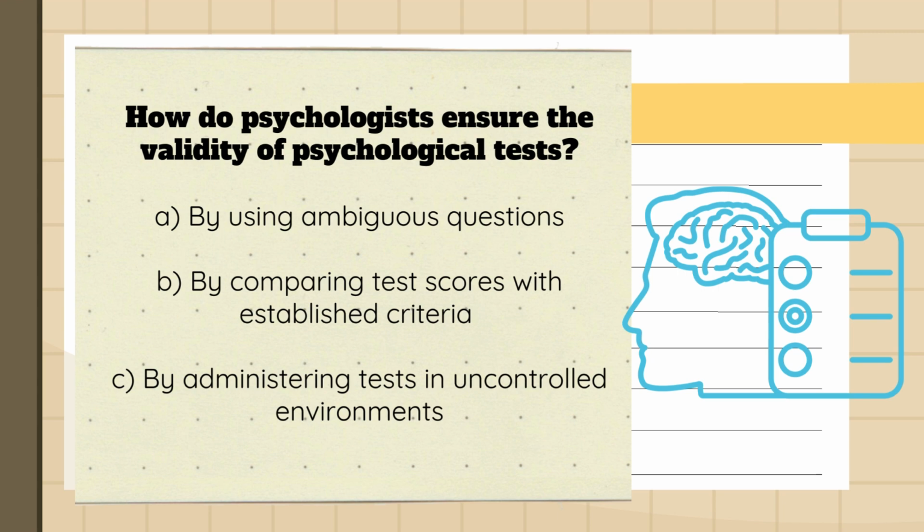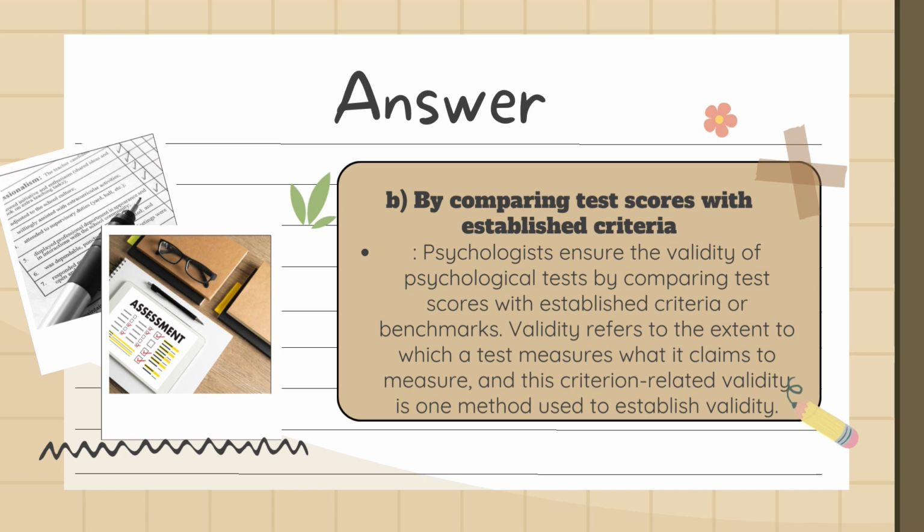How do psychologists ensure the validity of psychological tests? A. By using ambiguous questions. B. By comparing test scores with established criteria. C. By administering tests in uncontrolled environments. B. By comparing test scores with established criteria.